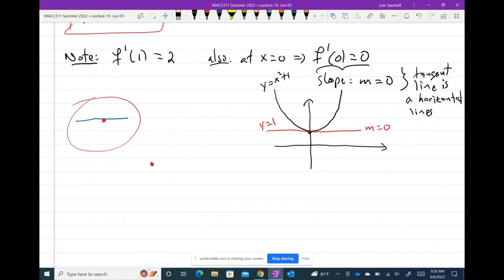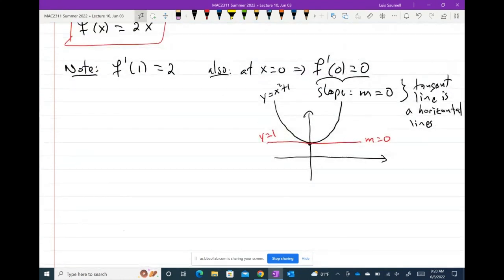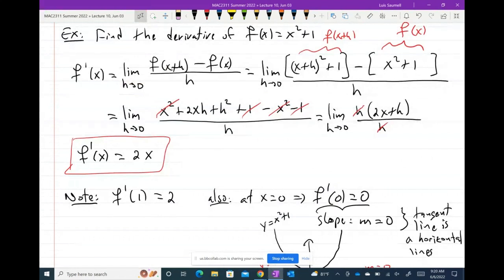So that's an important question to be able to find: the points at which the function has a horizontal tangent line. Okay. Any questions on this?